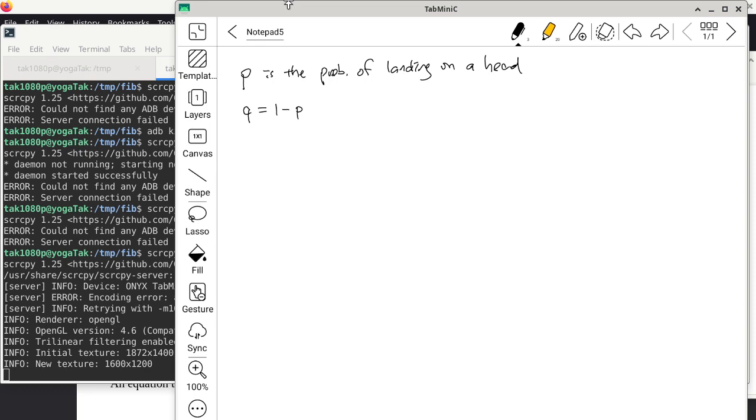So P is the probability of landing on the head. Q, which is just 1 minus P, is the chances of landing on the tail. So the binomial distribution says (P plus Q) to the power of N, which is the number of trials. Okay, how do we express that?